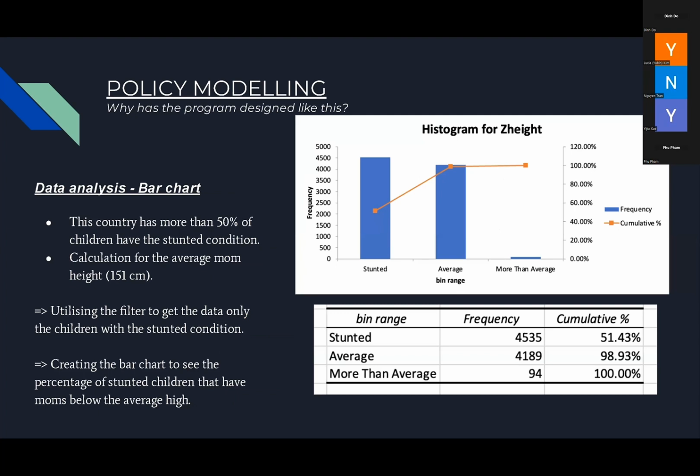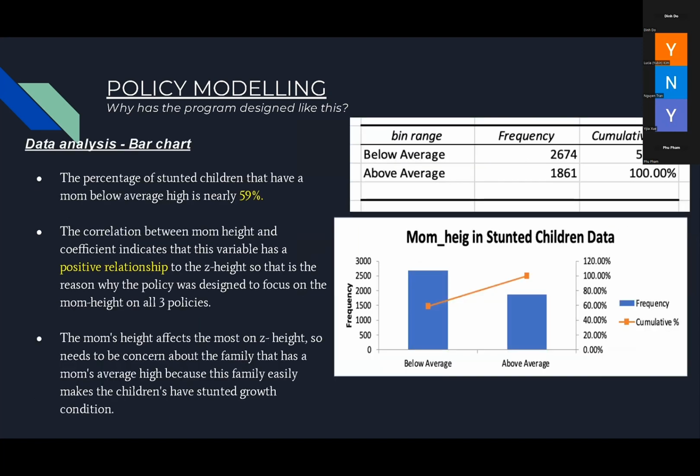With the pie chart using the other data, over 50% of children in the country have stunted growth. The average mom height calculated is 151 centimeters. Then, when filtering for stunted children with mom height below average only and creating a pie chart, nearly 59% had moms below the average height, indicating a significant concern.